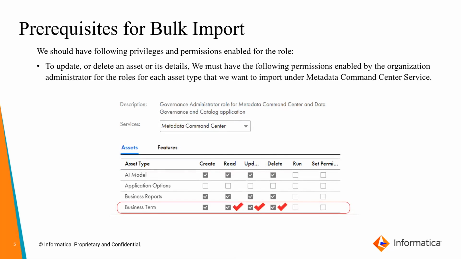To update or delete an asset or its details, we must have the read, update, and delete permissions enabled by the organization administrator for the roles for each asset type that we want to import under metadata command center service.